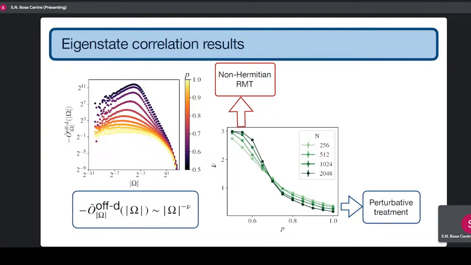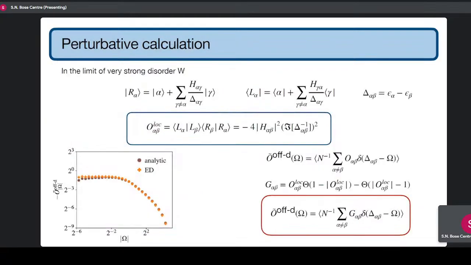We understand this 3 from non-Hermitian random matrix theory, but to understand why this becomes flat, we did some perturbative calculation, taking the limit of very strong W. In that limit, the off-diagonal elements are just perturbations, and we can write both the right and left eigenvectors in a perturbative expansion, which gives us some expression for O alpha beta, and we can plug in this O of omega function to get some estimate.